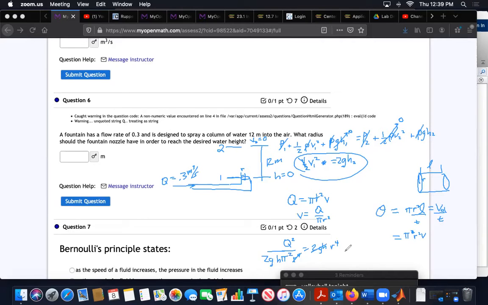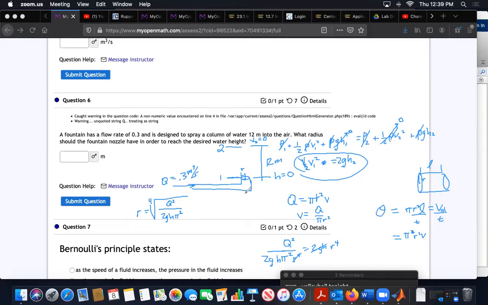Taking the 4th root of everything on the left side, you will get the answer that looks like this. R is going to equal the 4th root of Q squared over 2GH pi squared. And we know everything in there now. Now, let's calculate it and see if it gives us the right answer.